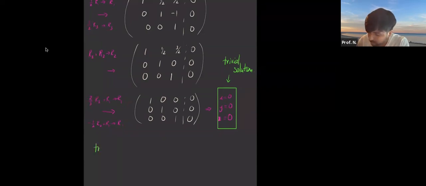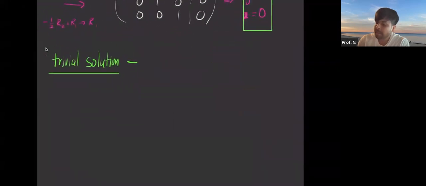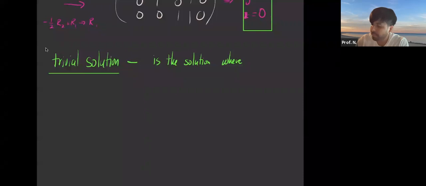So the trivial solution is the solution where all variables equal 0 for a homogeneous system.